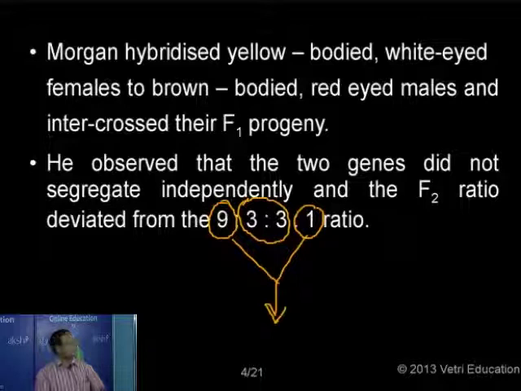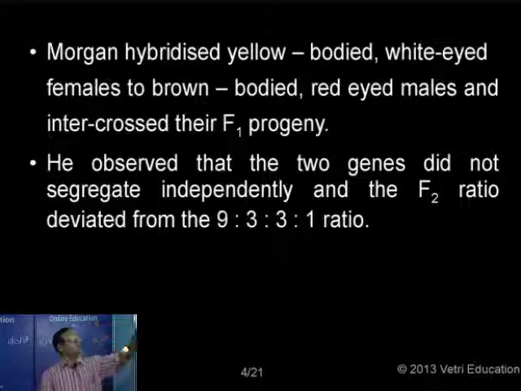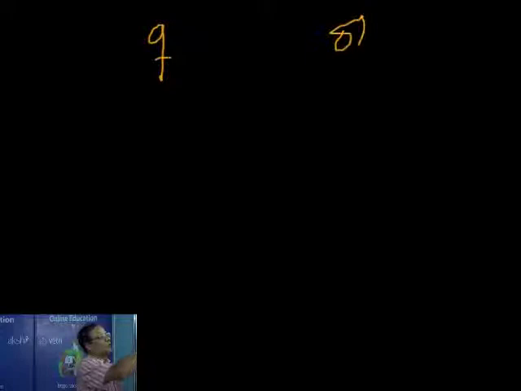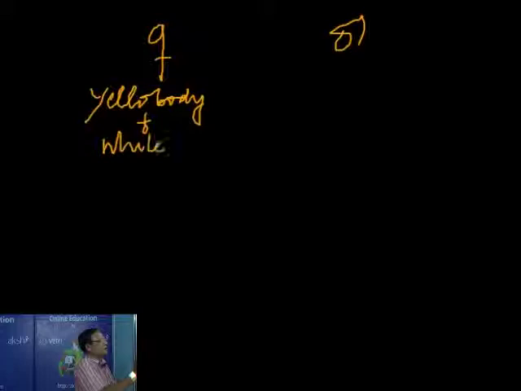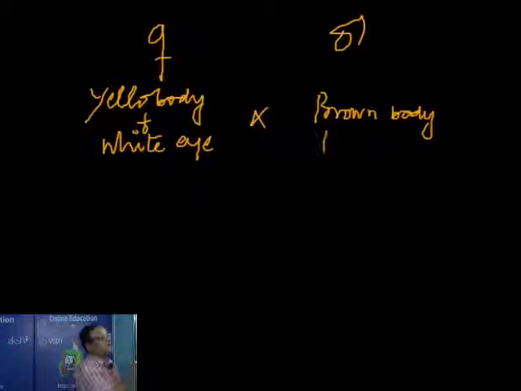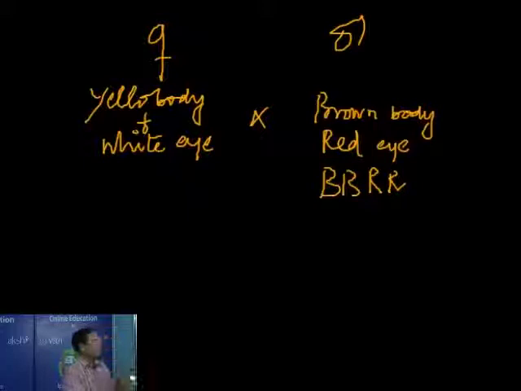So Morgan did the experiment in Drosophila in the following manner. He crossed a female and a male individual. Two characters were taken: yellow body with white eye color. He crossed this one with Drosophila with brown body color and red eye. So the normal characters are considered the wild type, the normal type. Here the brown body color is dominant over yellow body color. The red eye is dominant over white eye.